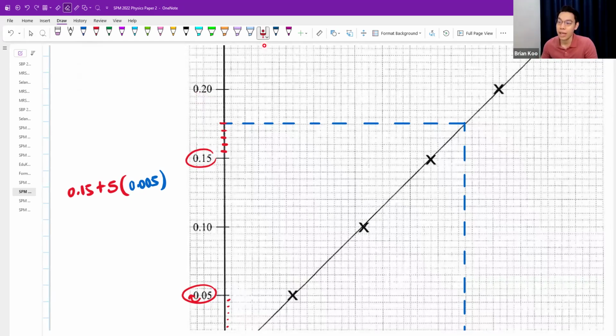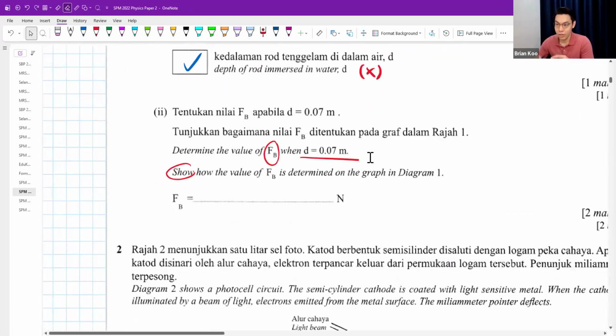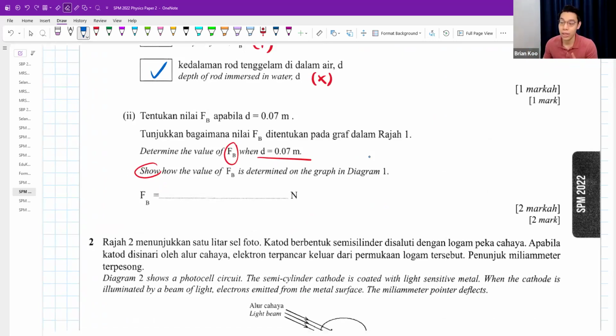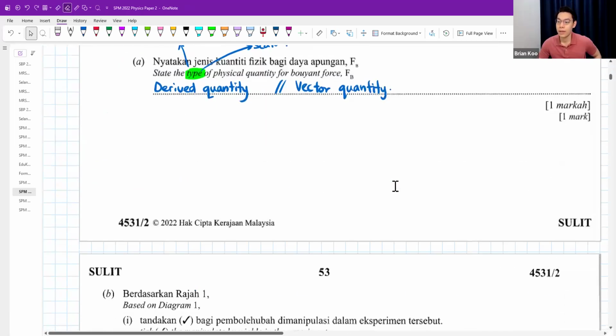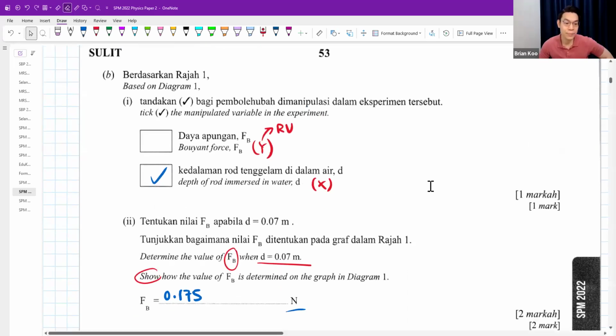Or some of you will say, teacher, I think every 2 boxes is 0.01. So here 0.16, 0.17. This is 0.175. Up to you. You will get 0.175, which is the value in the middle here. That's all. You draw the dotted line, you get 1 mark. That's how you show on the graph. And then you write down the answer 0.175 Newton. Okay, that will do. The unit is already given, so you don't need to write it again.